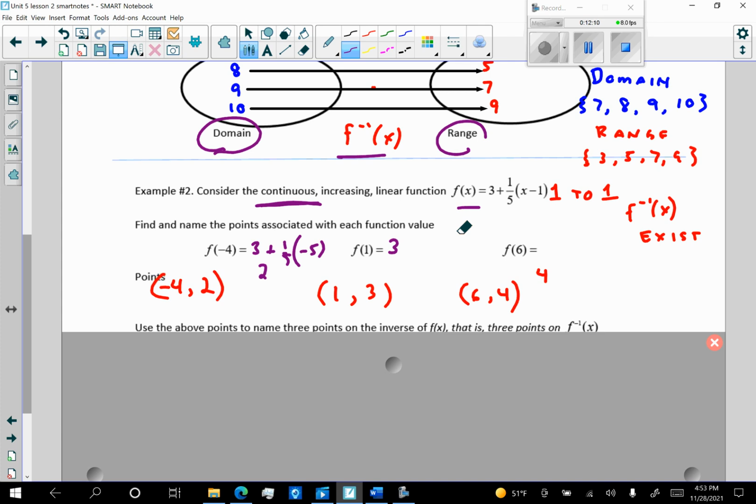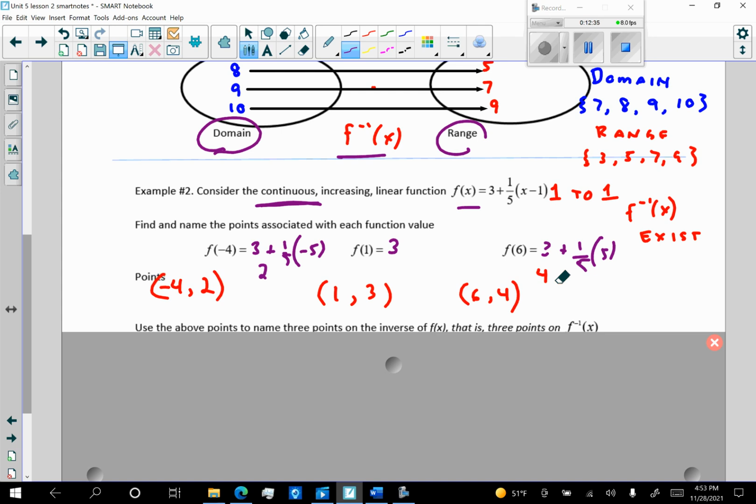And f of 6, what's f of 6? 6 minus 1 is going to be 5. 1/5 times, well, I'll just write it down. This is going to be 3 plus 1/5 times 5. 1/5 times 5 is 1. 3 plus 1 is 4. So this point 6, 4 is on that linear function. So I have 3 arbitrary, well, not arbitrary, 3 points on that linear function.